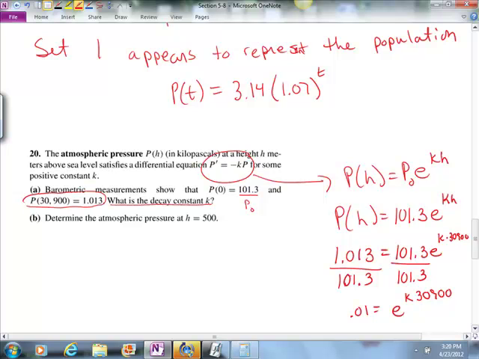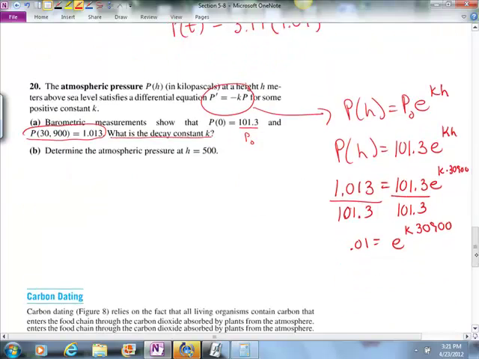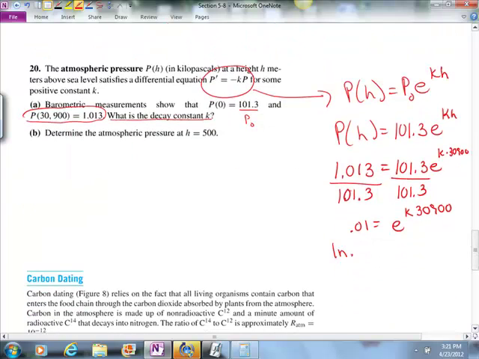And you remember from pre-calculus, to solve this exponential equation, you'll just take the natural log of both sides. So this is going to be the ln of 0.01 is equal to, that invokes the power rule, k times 30,900 ln of e, which is just 1, of course. And then you can just divide by 30,900 to figure out what k is.